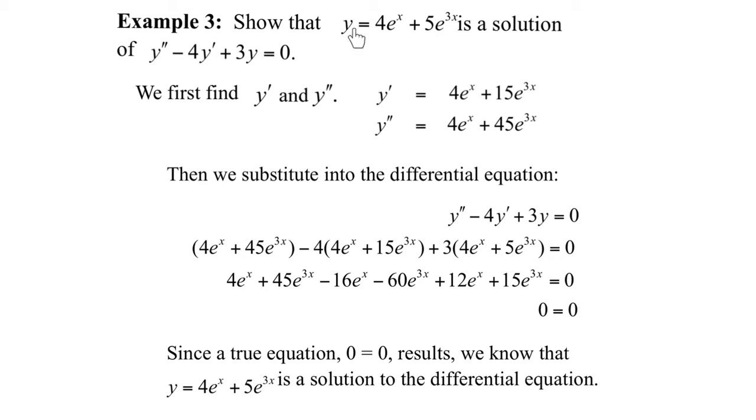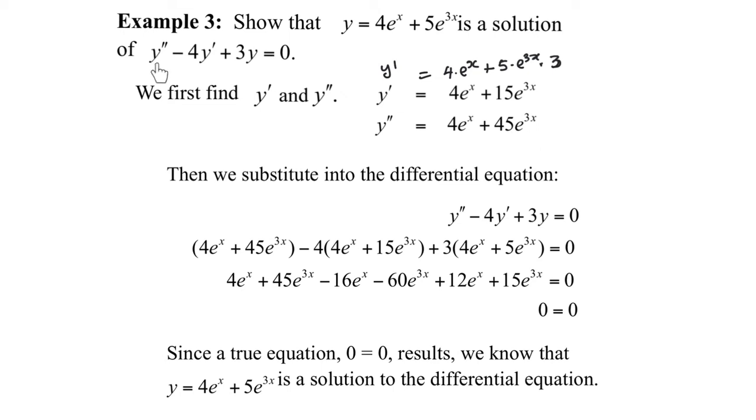Next question. In this one, we need to show that this is a solution of this differential equation. So we can replace this y, but we need to replace this y prime and y double prime, right? So first find the y prime and y double prime of this. So y prime is the derivative of this function. So 4 e power x, 5 times e power 3x times 3, right? So that will become 15 e power 3x. Then take the derivative of that function again. 4 times the derivative of e power x is e power x. Then 15 times e power 3x times 3. That makes it 45 e power 3x.